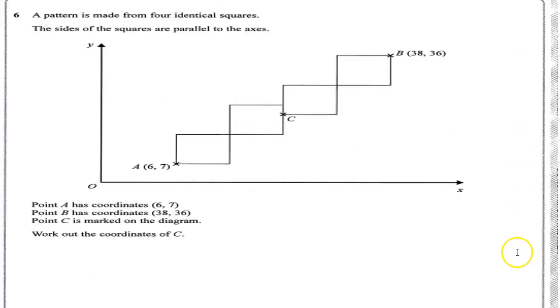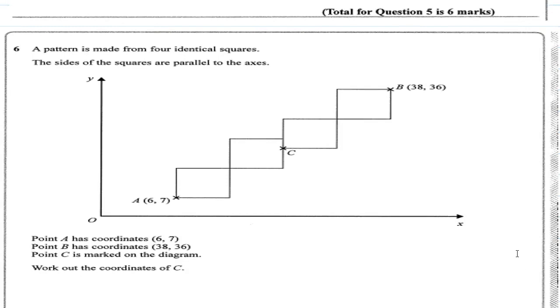Now here a pattern is made from 4 identical squares. So the keyword is 4 identical squares, right? So let's write down here, these are squares. In the shape they are not looking square, but they are squares. And they are parallel to the axis here, and they are all identical. So if you see, this is 38 here.